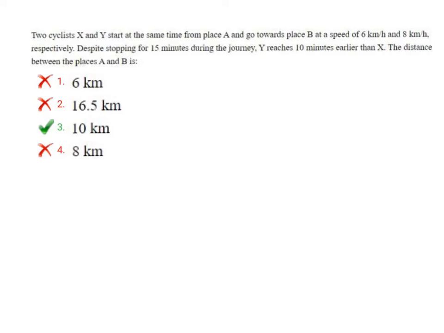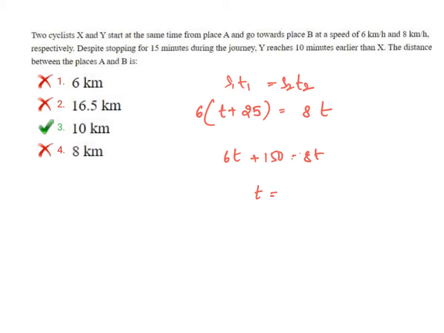So let the time taken for x be t plus 25 minutes, and the time taken for y is t. Therefore, I am using S1 T1 equals S2 T2 because both of them travel the same distance. 60 (t + 25) equals 80 t. Therefore, 2t is equals to 150, t is equals to 75 minutes.